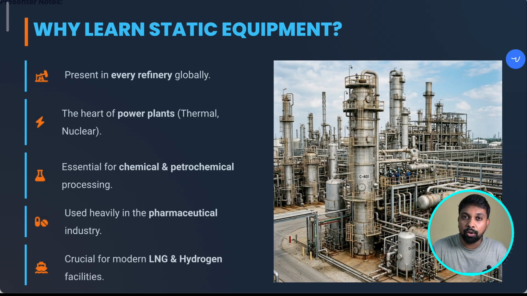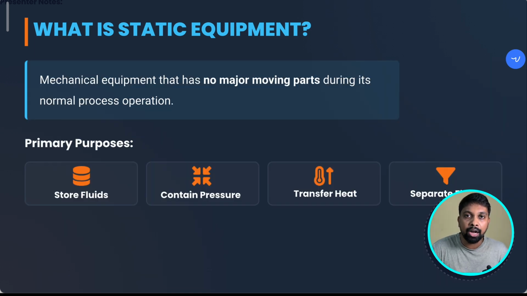As I previously told, all mechanical engineers must know about static equipment. What is static equipment? Why do we have to learn static equipment? Static equipment is available in every refinery globally and is the heart of power plants, in thermal power plants, in nuclear power plants, in gas turbine power plants, in whatever power plants, it is the heart of the power plant, essential for chemical, petrochemical and processing, used heavily in pharmaceutical industries, crucial for modern LNG and hydrogen facilities. So we are using static equipment in almost all industries. So once you start your career, you have to learn static equipment.